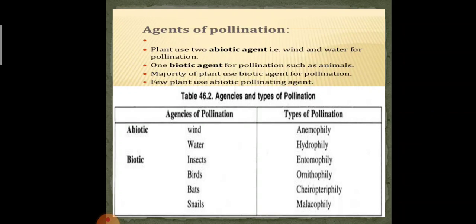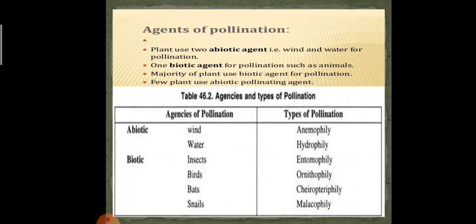Most commonly in the NEET examination, these questions are asked. Insect pollination is also known as entomophily. Bird pollination is known as ornithophily. Bat pollination is known as chiropterophily. Snail pollination is known as malacophily. Questions like these are most commonly asked in the NEET examination.